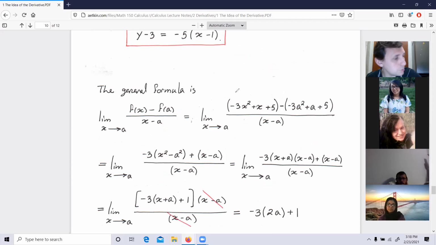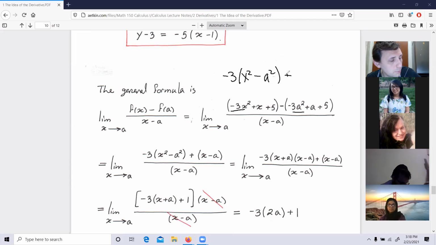Here, I will group it. So I will write minus 3, it would be like this: x squared minus a squared. That's grouping this and that. You understand? Just look at it, just factor out the -3. Just group them and factor out the -3.